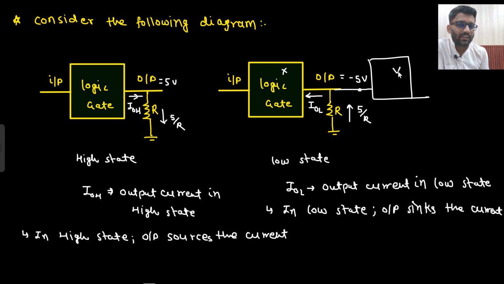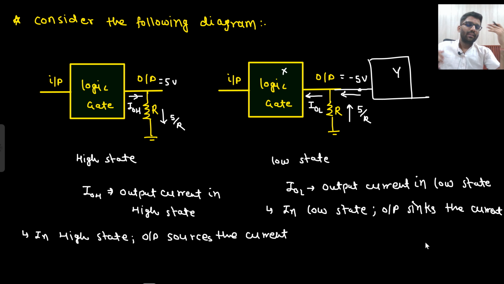Now this gate is sinking the current IOL, so certainly the other gate will be delivering the current. Forget about this load R. If IOL current is getting into the output, this IOL current would have been coming from the input of logic gate Y, right? So if the input is at low state, it will source the current. Just the opposite: in low state, input sources the current.